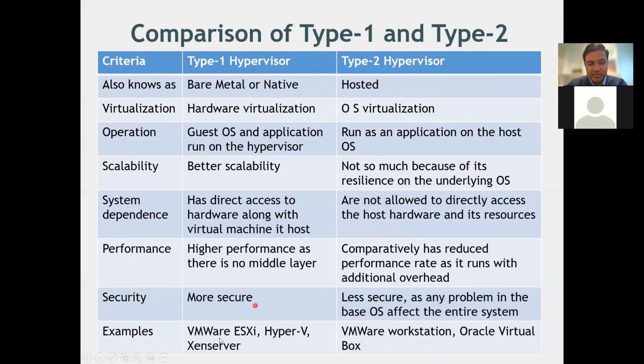Examples are VMware ESXi by VMware, then Hyper-V by Microsoft, the Xen server by Citrix. So Citrix also makes a hypervisor, which is known as Xen server. Type 2 hypervisor examples are VMware Workstation, Oracle VirtualBox, and Microsoft Virtual PC.